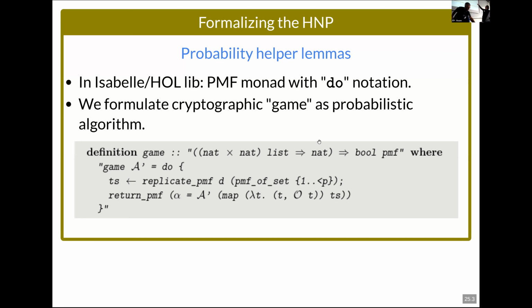So what is this doing? Given your adversary A prime, we want to sample some t's from the set 1 to p minus 1. Then we want to compute the oracle on each of these t's and feed it to A prime. And then hopefully A prime outputs alpha. Right? We want to check the probability that A prime outputs alpha. And we're doing this using this do notation.